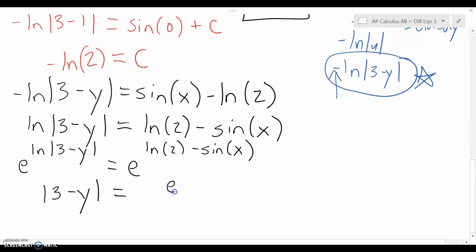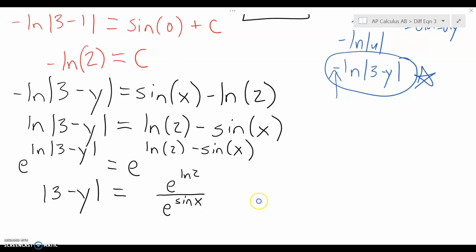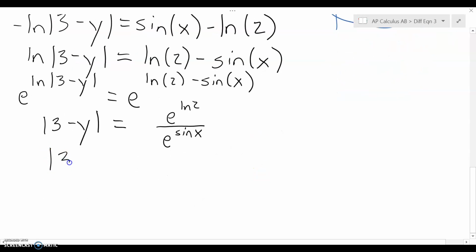e to the ln of 2 divided by e to the sine of x. Because when you have the same base raised to two different powers, when you divide the expressions, it's like you're subtracting the powers. And so we could write the expression like this, and then e to the ln of 2 is just 2. So I've got 2 over e to the sine of x.